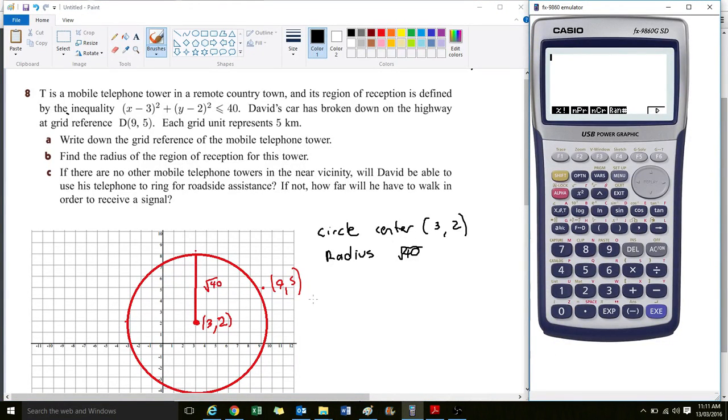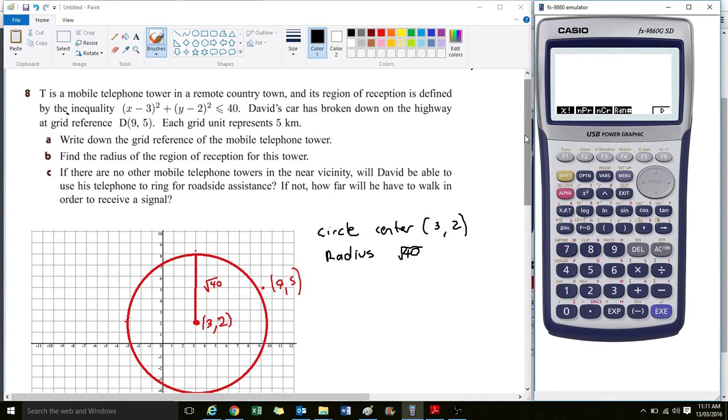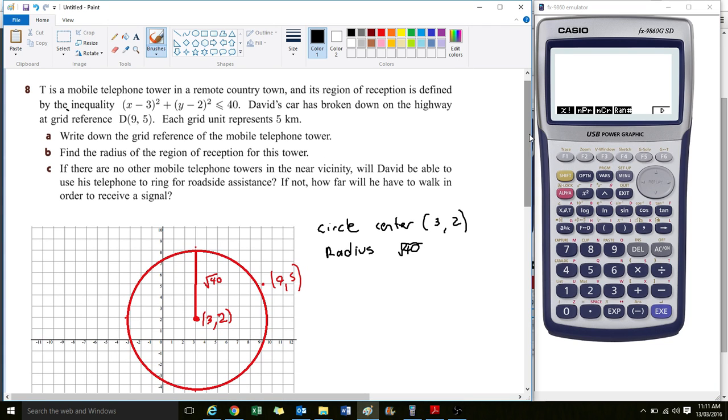Okay, here we're going to look at this problem. T is a mobile phone telephone tower in a remote country town, and its region of reception is defined by the inequality (x − 3)² + (y − 2)² ≤ 40. David's car has broken down on the highway at grid reference (9, 5). Each grid represents 5 kilometers. Write down the grid reference of the mobile phone tower.